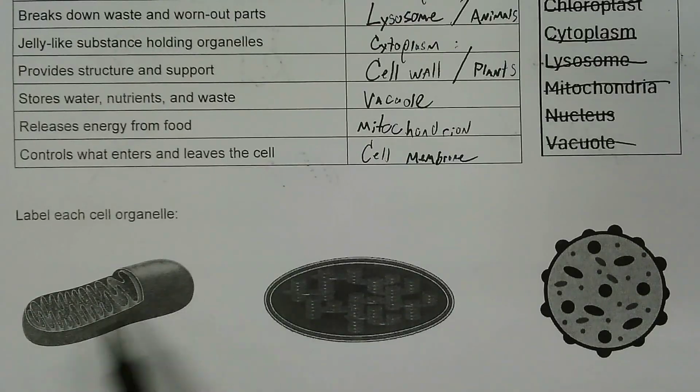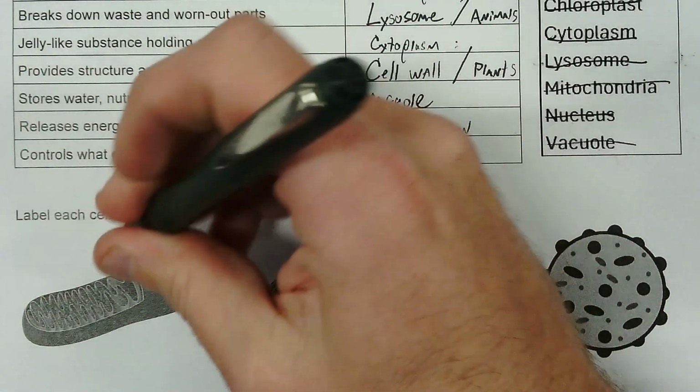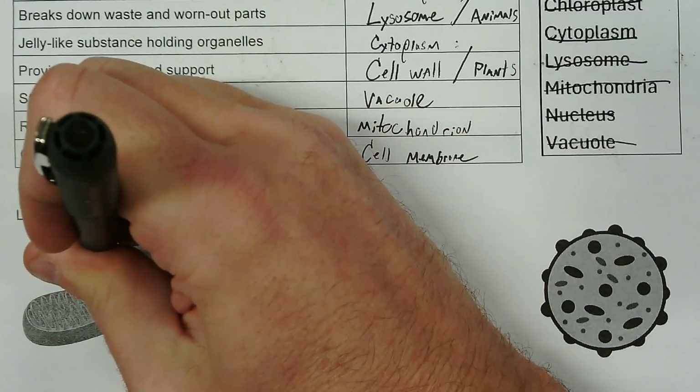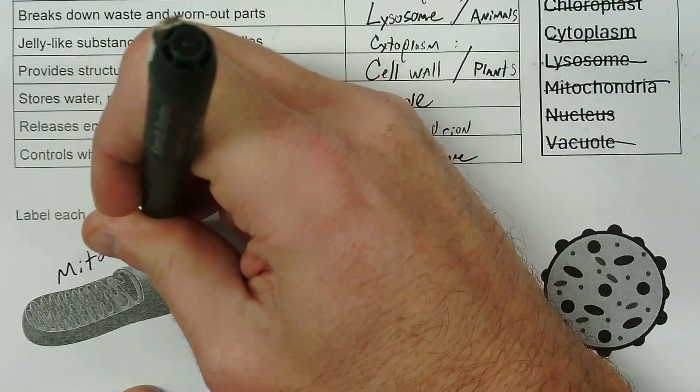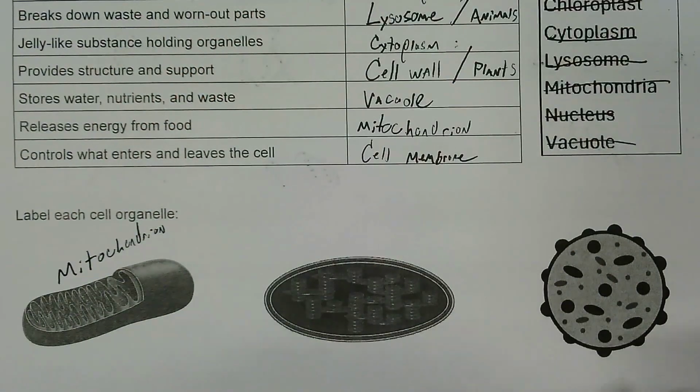So look, it's a bean. It has that weird double squiggly inside. What is it? Yeah, it's the mitochondria. Mitochondrion, mitochondria. Okay. Yeah, that's how I remember to spell it. Leave me alone.